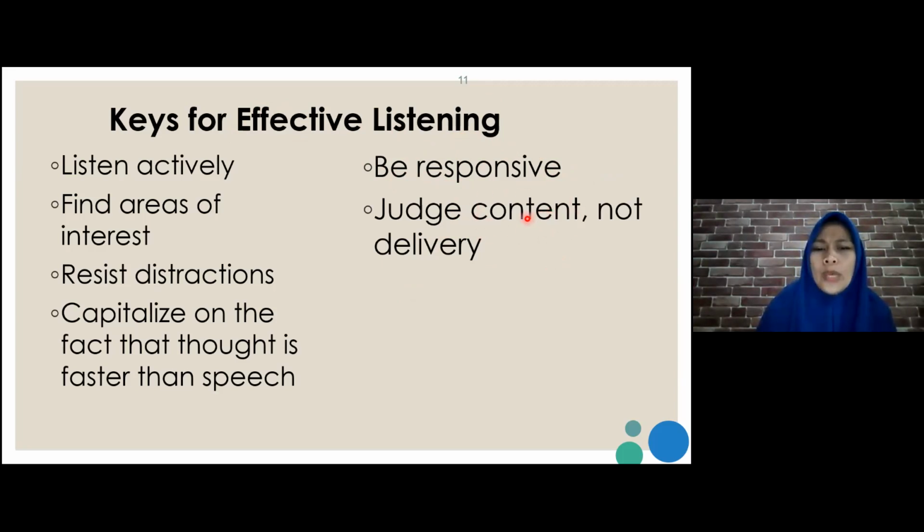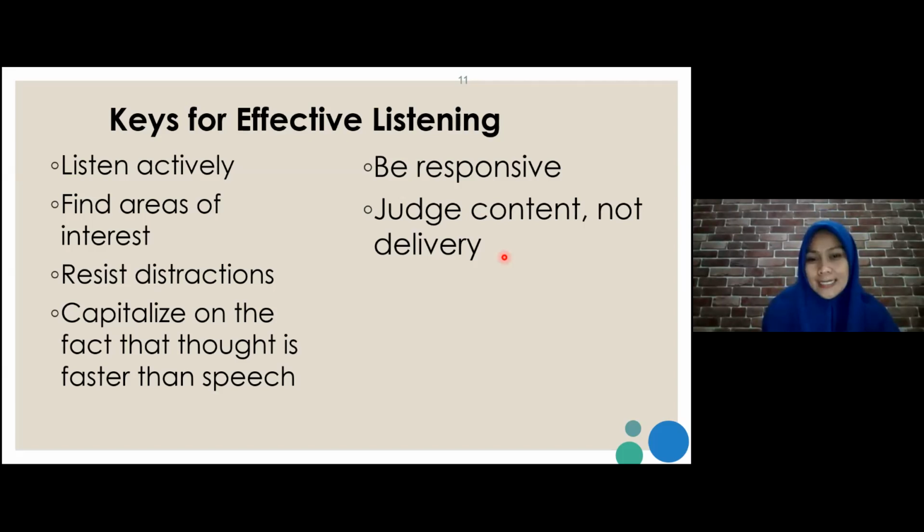Then judge the content, not the delivery. So the content is more important than the way of delivering the message. It is important, guys, to focus on the content, not the delivery, not the way. Most of us as listeners only focus on the way of the delivery, right? Not the content. So we can see that we like the way people talk more than the content. What is she or he talking about? Yeah, and it's wrong. We have to improve that.